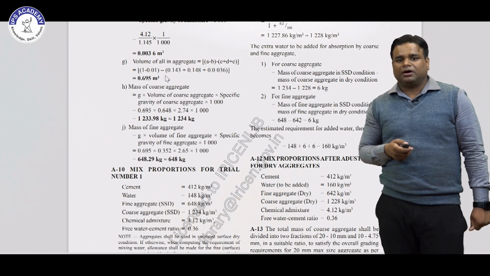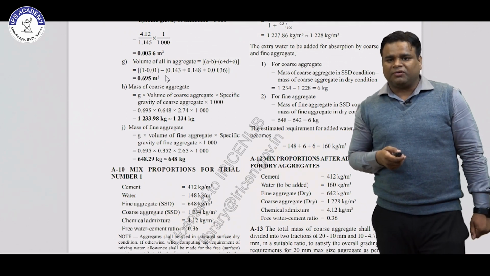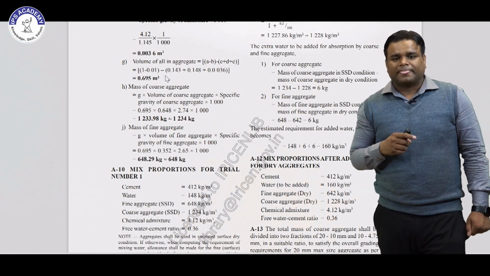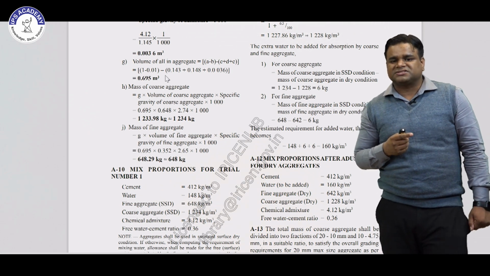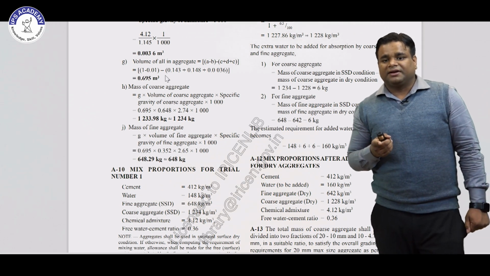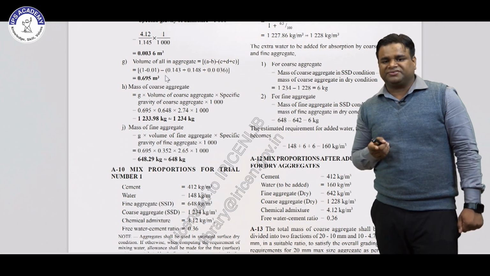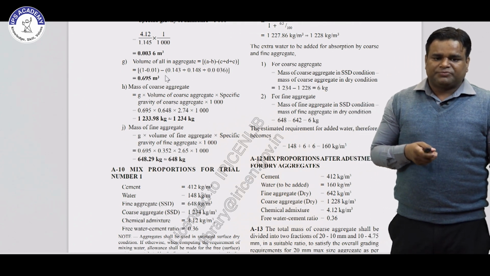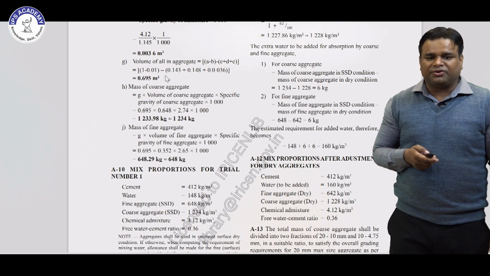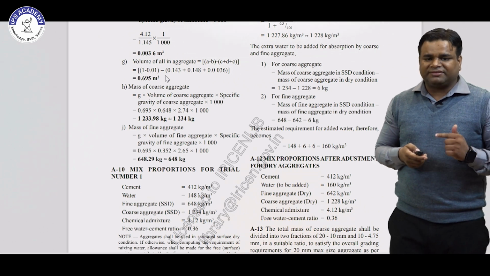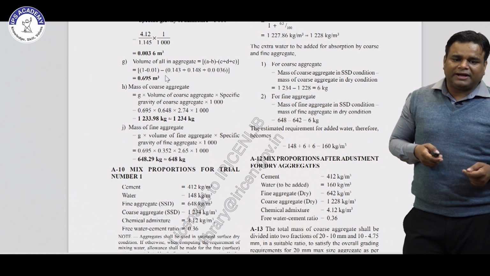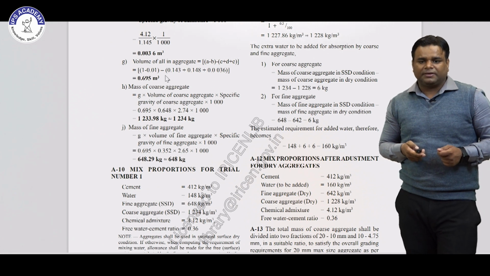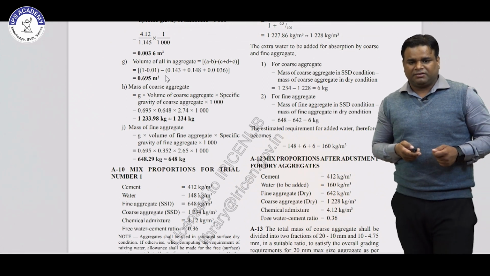So the extra water to be added for absorption by coarse aggregate and fine aggregate: we have to subtract the mass of aggregate in dry condition from the saturated condition. So 6 kg for coarse aggregate and 6 kg for fine aggregate. The estimated requirement of water added is therefore 6 kg for coarse aggregate and 6 kg for fine aggregate. So 148 plus 6 plus 6 is 160 kg per meter cube. So this is the final mix proportion after the adjustment for dry aggregate.